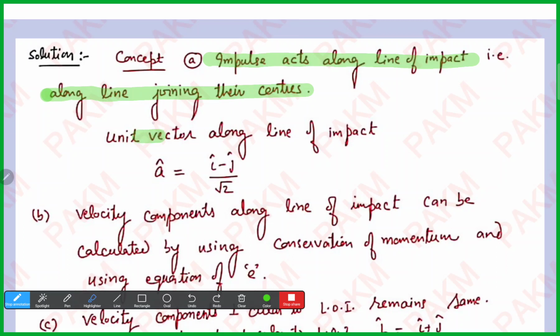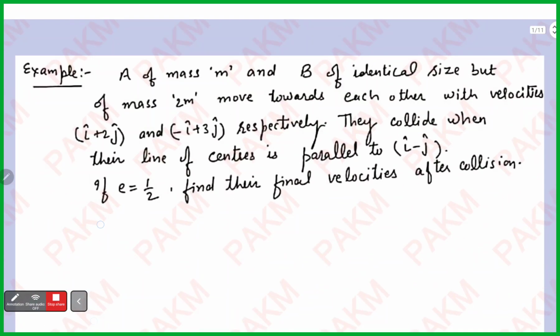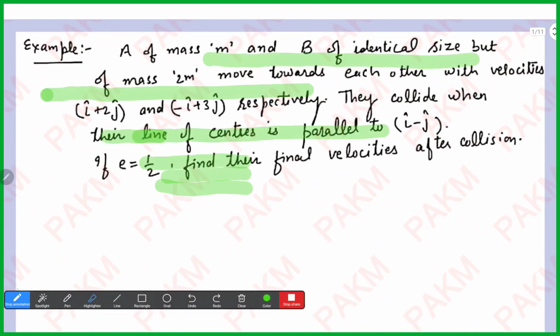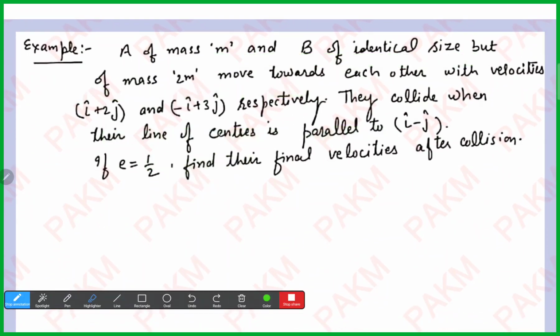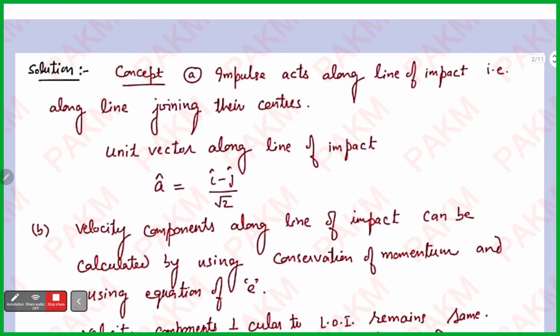Fine. And the unit vector along the line of impact, as in the given question, the line of centers is given as i minus j. That's why the unit vector along the line joining... here you can see this line, it is given already. The line of centers is parallel to this, which means this is the impact line we can say. Fine. This is the impact line.